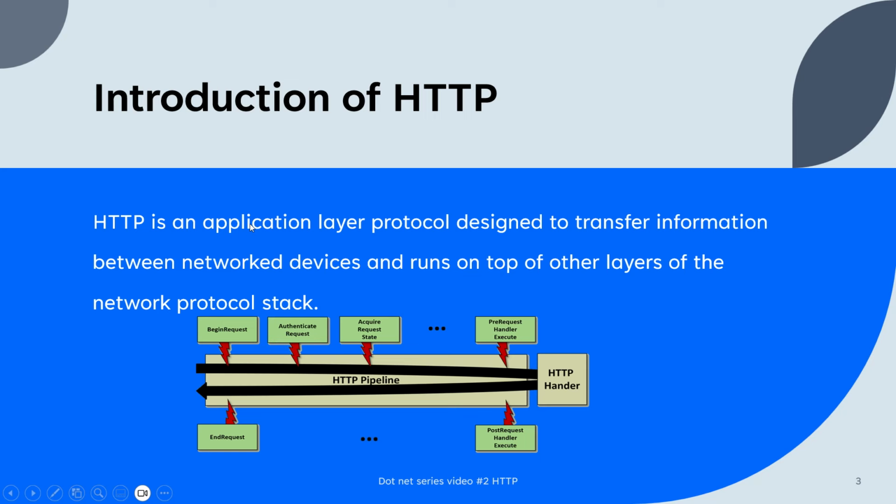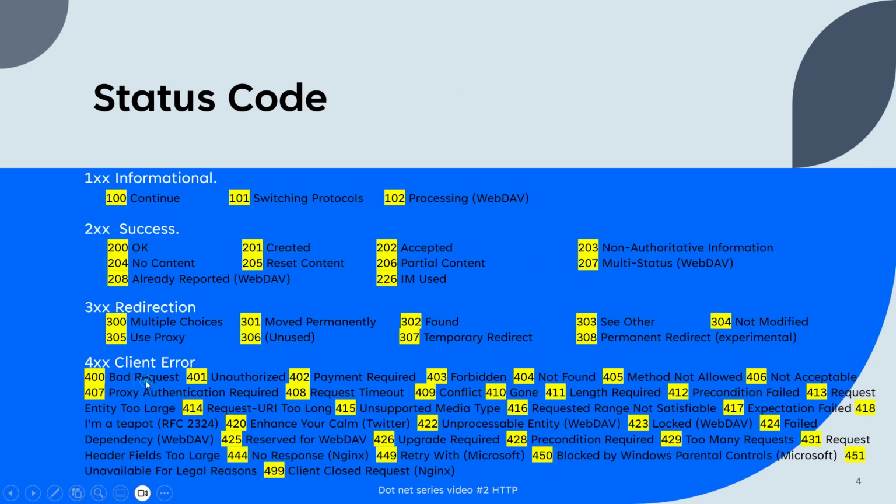So guys, what is HTTP? Basically, HTTP is an application layer protocol designed to transfer information between network devices, and it runs on top of other layers of the network protocol stack. Suppose you want to get a list of students from your university. You are given some API, you hit that API, and you get back the names of the students who are inside your university. That process of request and response is HTTP basically.